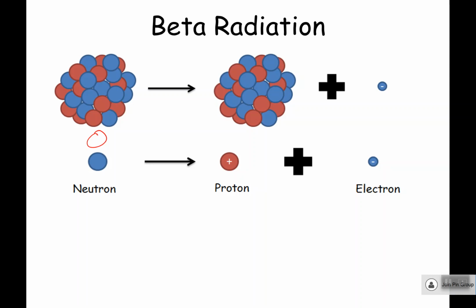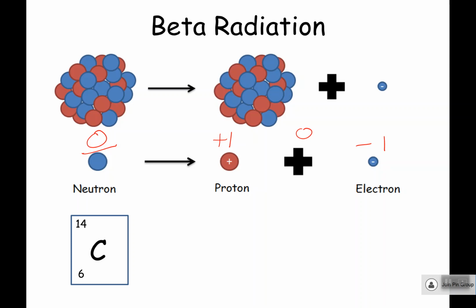Neutron charge, 0. Proton charge, +1. Electron, -1. Total charge before, 0. Total charge afterwards, 0. So what that proton will do is that proton will replace the neutron, and then the electron gets fired out. It usually has quite a lot of kinetic energy, hence why it's fast.